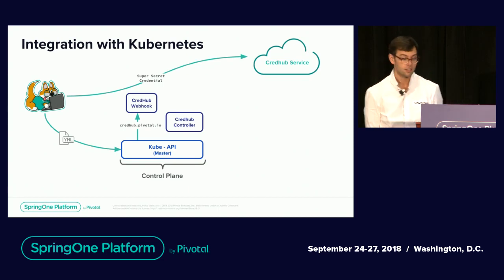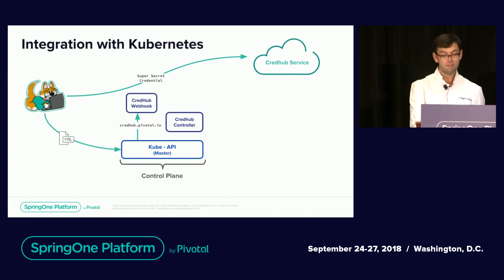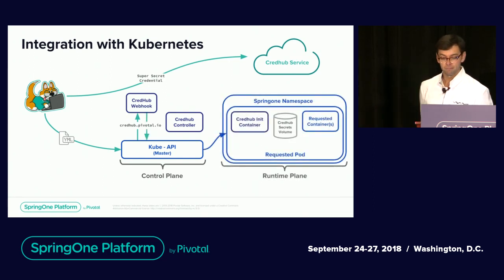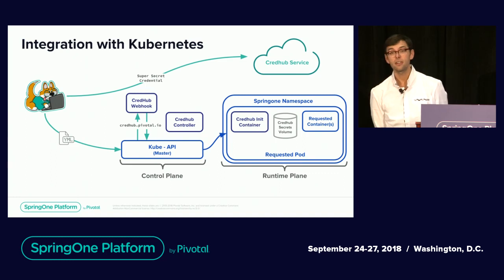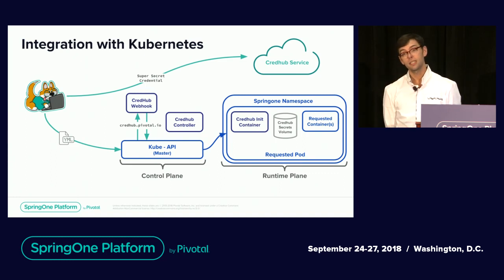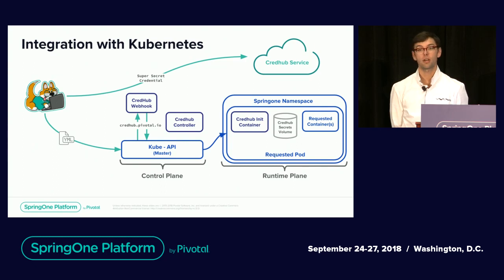Awesome. All right, so in order to do that, I've got to now add to that deployment an initialization container and a volume. Why? Because I need to use the initialization container to pull those credentials in from CredHub, and then I'm going to store them on a volume that the containers inside my requested pod can actually go ahead and access, right?